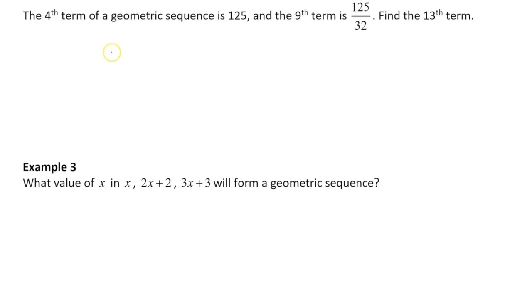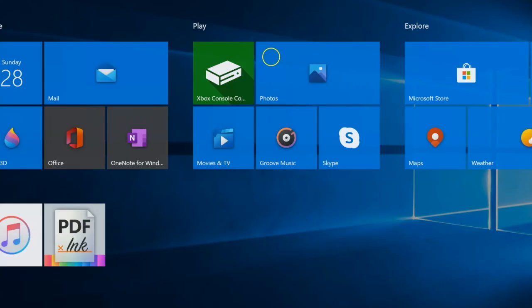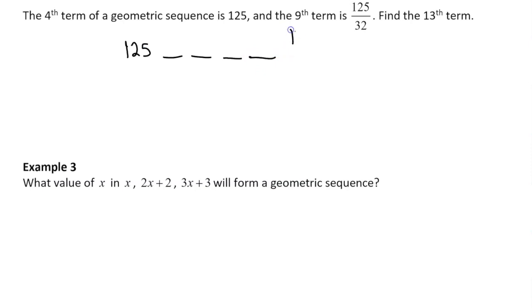So I'm going to say, here's 125, that's my 4th term. And then we're going to say, well, what would happen? Here's 5th term, 6th term, 7th term, 8th term, 9th term. Okay, and if we wanted to go from 125 to 125 over 32, you may be able to see a pattern pretty quickly. If you're quick at being able to identify some patterns, you might be able to say, I think I might even know what the common ratio is just by being able to look at it.